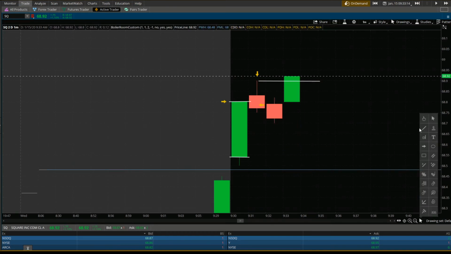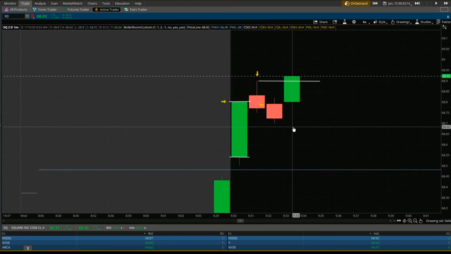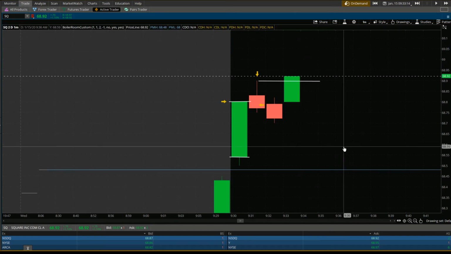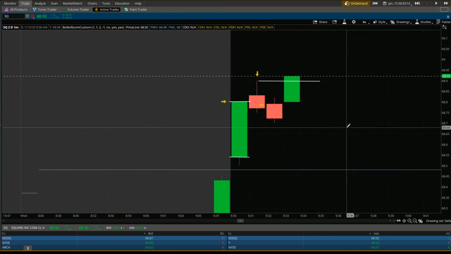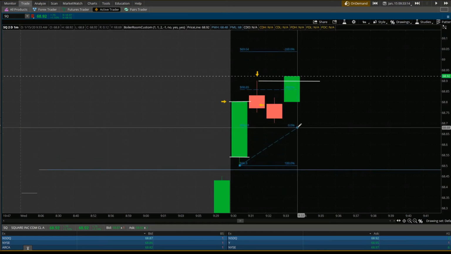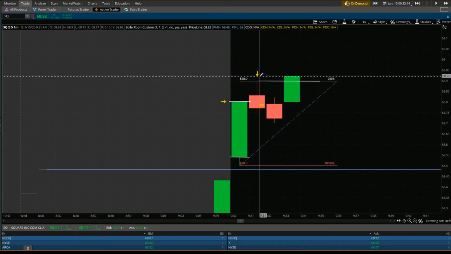So here we have our entry. Here we have our stop loss in case the market goes against us. And we need to work out our target. An easy way for me to see where my target is going to be is I come down here to the tools, active tools. I take my Fibonacci retracements. Fibonacci retracements measure the retracement from the top, from this top here to this bottom here.